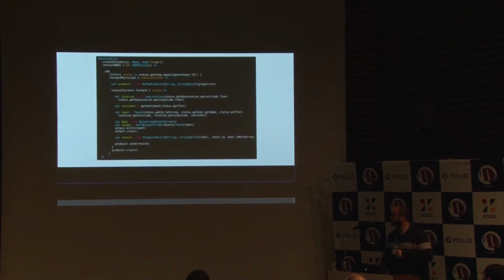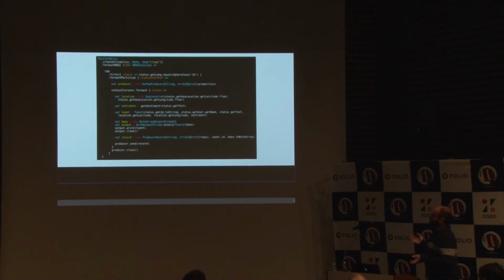So the problem here is that in the geolocation, the status type is a Java type. So I don't know why, instead of having an optional type or something like that, they like to put nulls instead. So when we try to access the latitude and the longitude, what we are doing is trying to get a null. So what we get is a null pointer exception. And the same happens with getSentiment. If the text is empty, it will throw another exception.